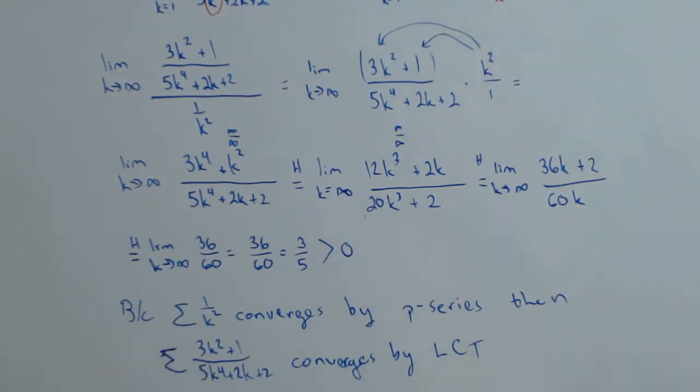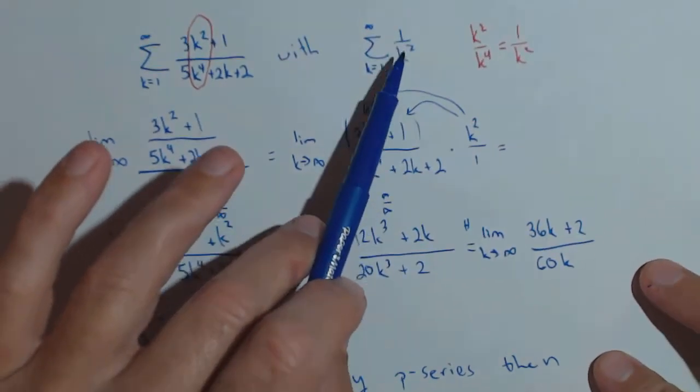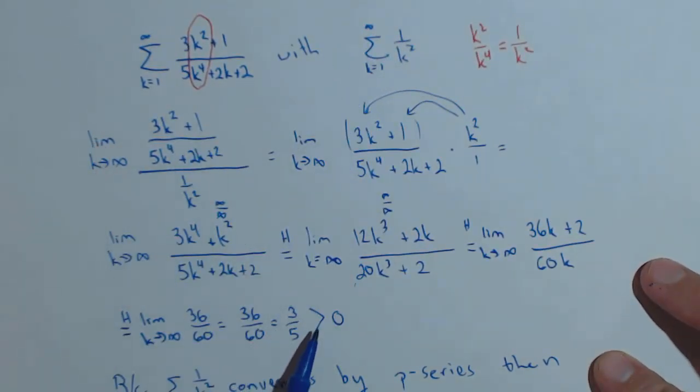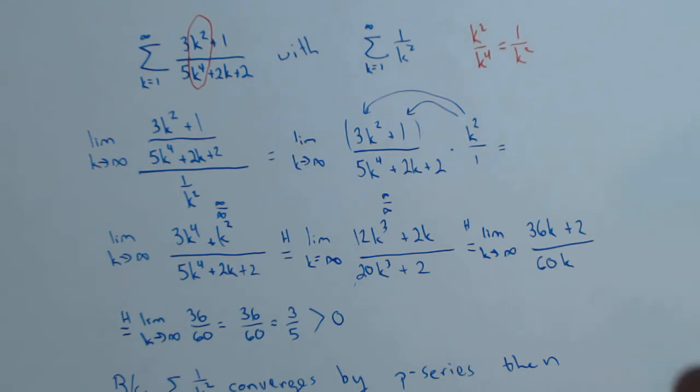So that's how we can use the limit comparison test to show convergence. If we compared it to a divergent series and we got a non-zero finite number for this limit, then they both diverge.